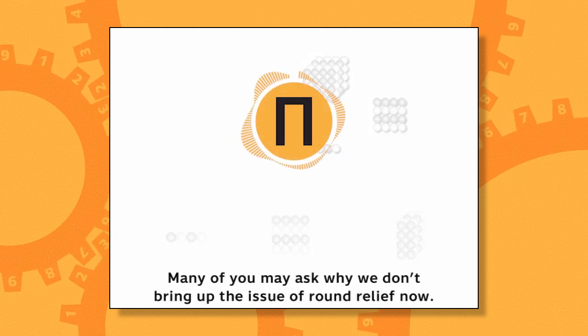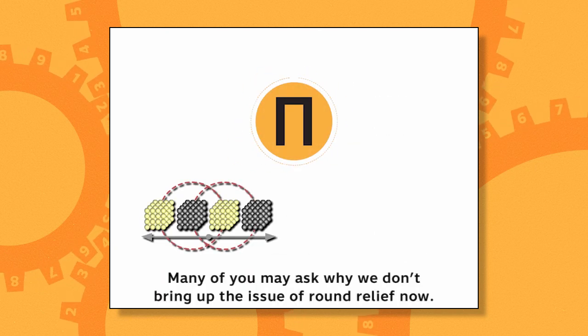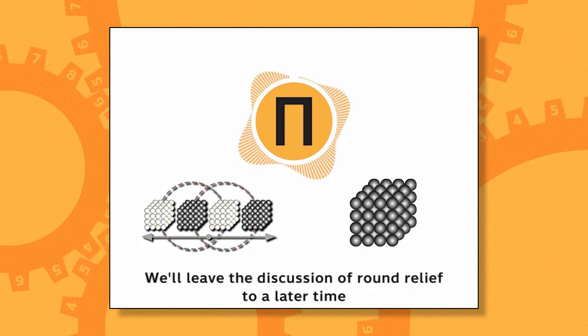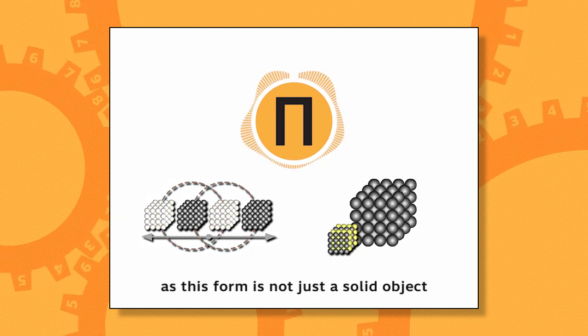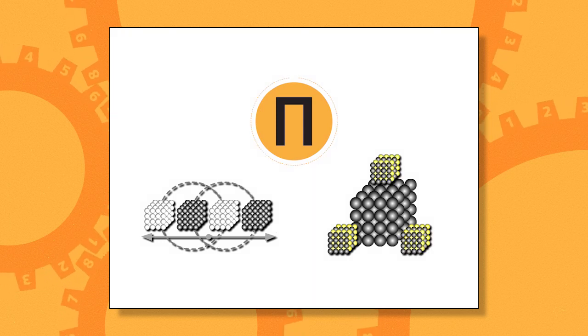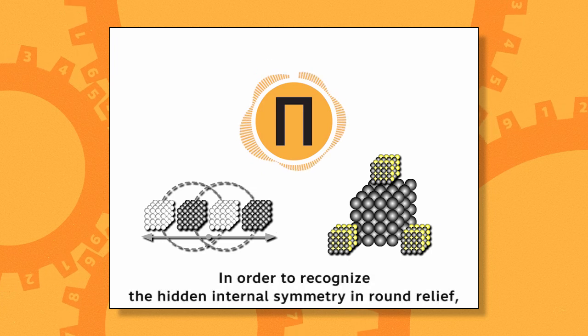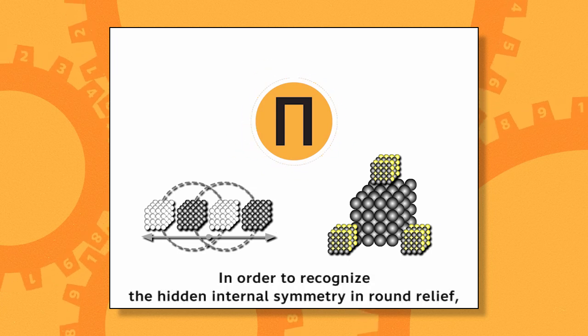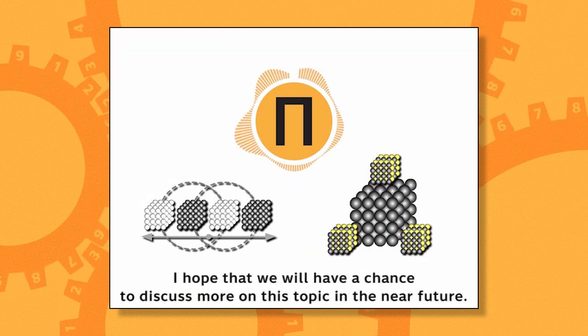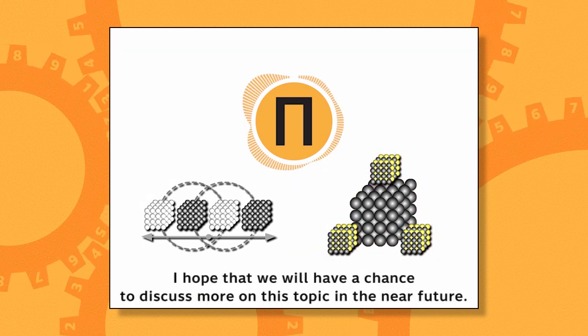Many of you may ask why we don't bring up the issue of round relief now. We'll leave the discussion of round relief to a later time, as this form is not just a solid object and it involves too much detail for our current discussion. In order to recognize the hidden internal symmetry in round relief, we will need a deeper understanding. I hope that we will have a chance to discuss more on this topic in the near future.